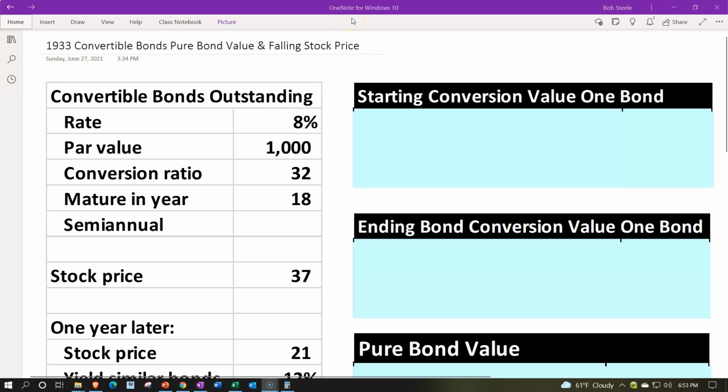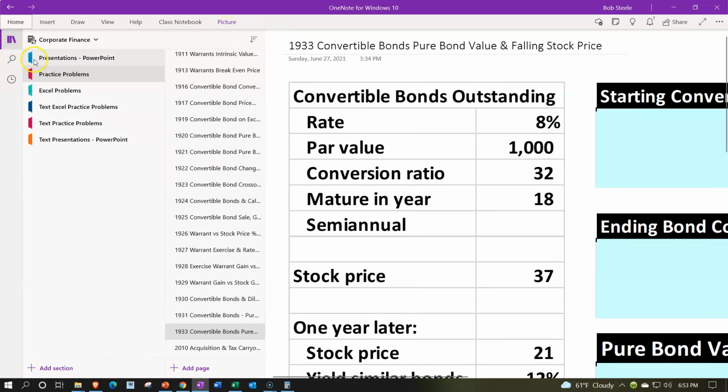If you have access to OneNote and would like to follow along, you're not required to, but if you would like to, we're in the icon on the left-hand side, the Practice Problems tab, down in the 1933 Convertible Bonds, Pure Bond Value, and Falling Stock Price tab.